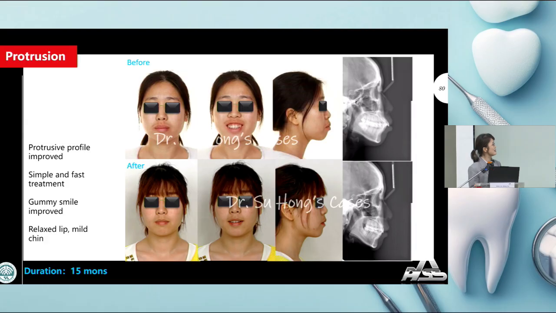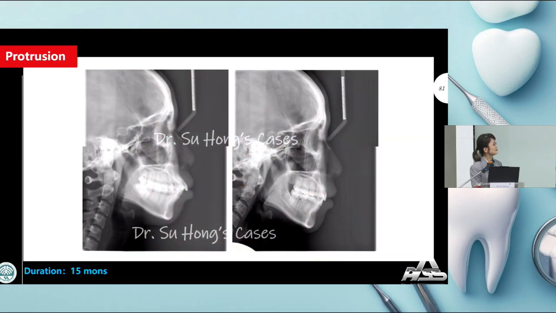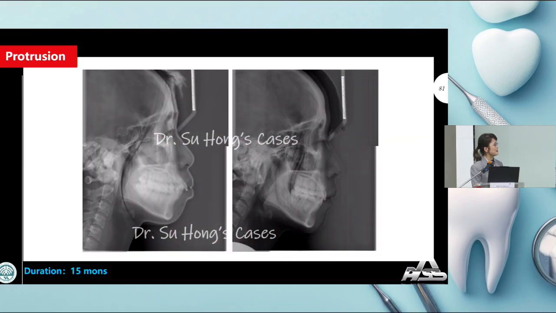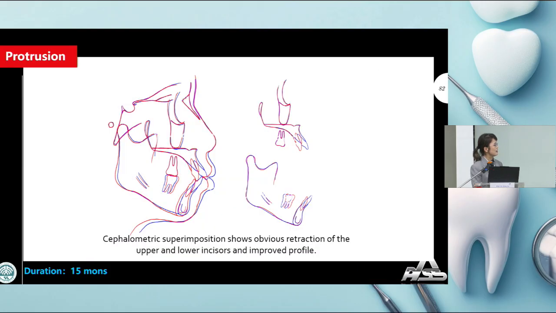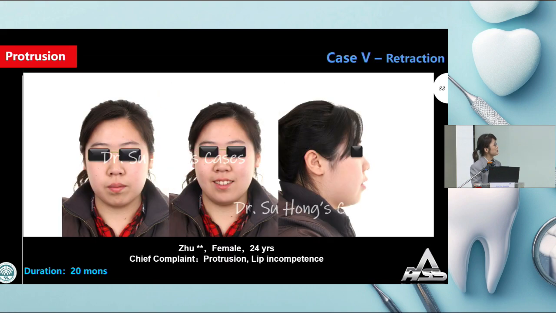And we can see a simple and fast treatment, and the gummy smile improved, and we can see the relaxed lip, mild chin. Just 1 year and 3 months. Use the PASS. The molars were tipped back. The molars tipped back obviously, and we got good anchorage control.